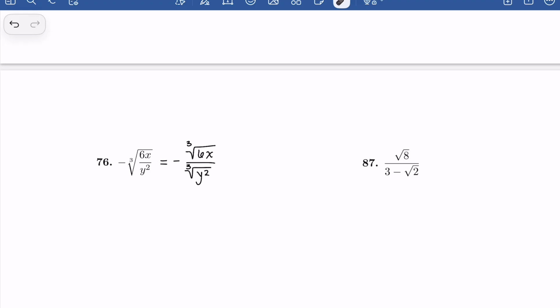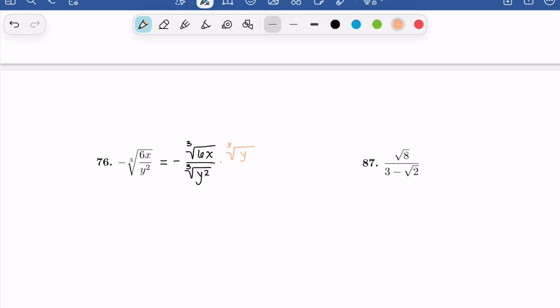So what we're going to do then is multiply this by something so that we are able to cancel it out with a third root and a power 3 here. And that something is going to be the third root of just y. And we'll see why this works in a moment. So if we multiply by the third root of y here, let's see what we end up with.